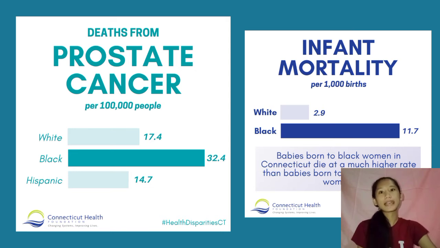Connecticut Health presents data for health disparities regarding deaths from prostate cancer per 100,000 people, in which the figure shows that colored people are more likely to die from prostate cancer in comparison to Hispanic and white people. And infant mortality per 100,000 births shows that babies born to colored women in Connecticut die at a much higher rate in comparison to babies born to white or Hispanic women.